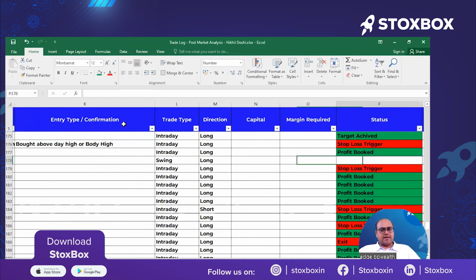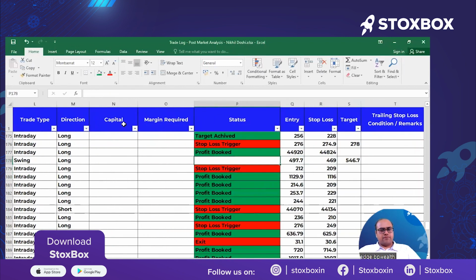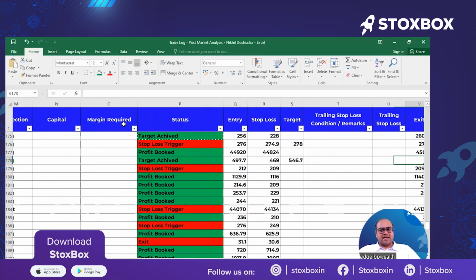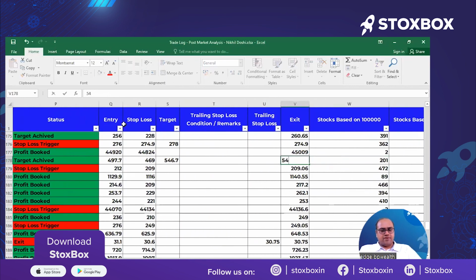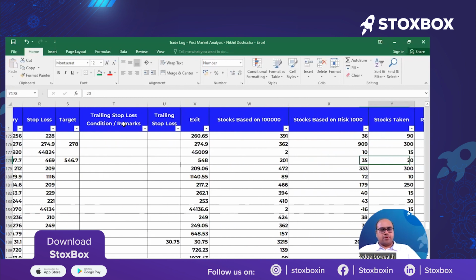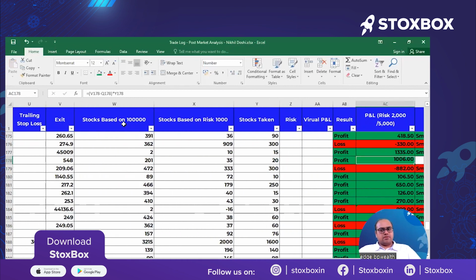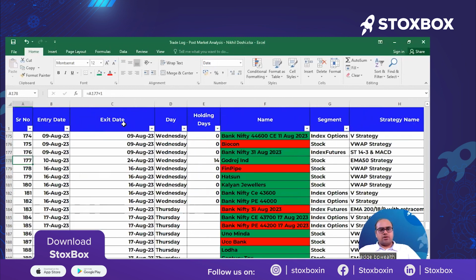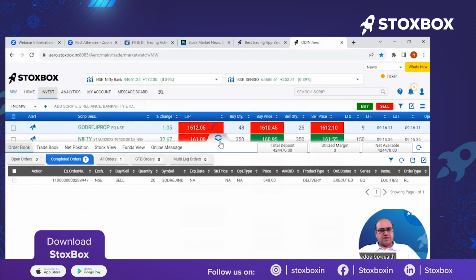Let's write down the target here. Profit book, target achieved, लिख देते हैं, which is 546 का target था. We have booked our profit at 548. So we have booked here. 1,000 rupees has been booked in the Godrej Industries here. So we have booked our profit in Godrej Industries. We are out.